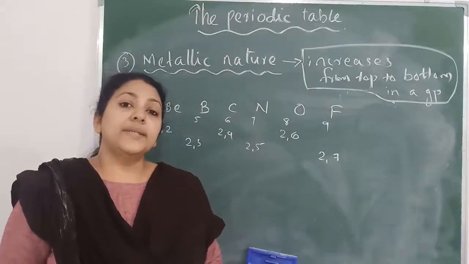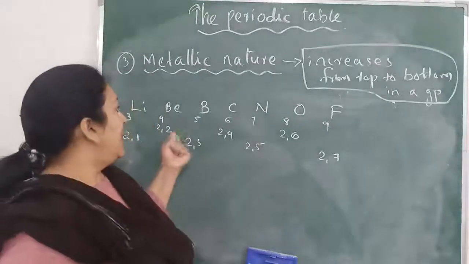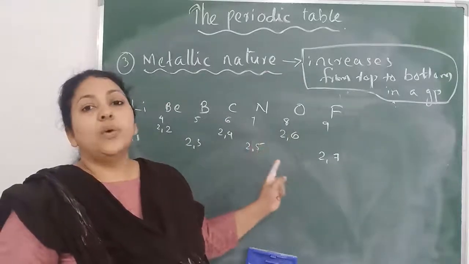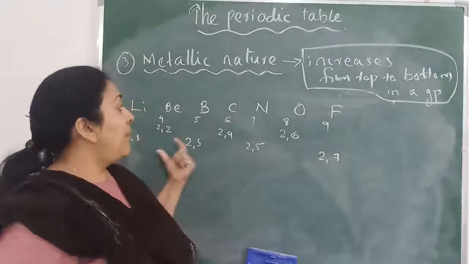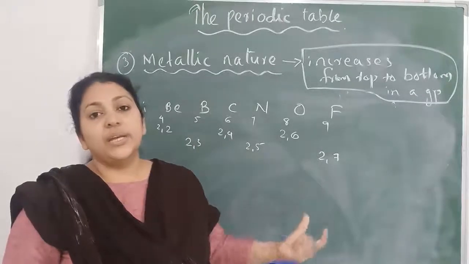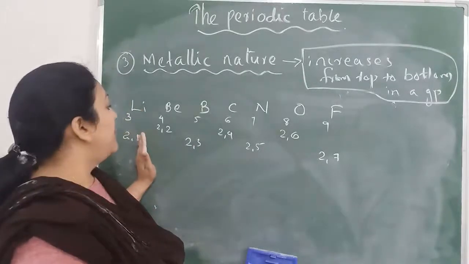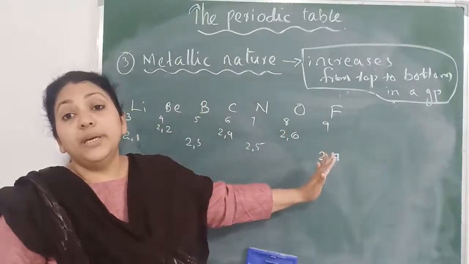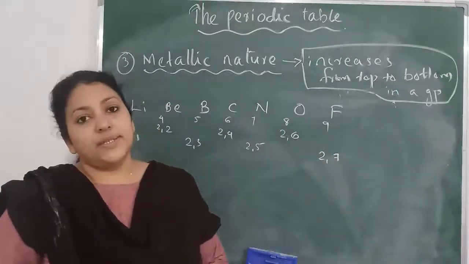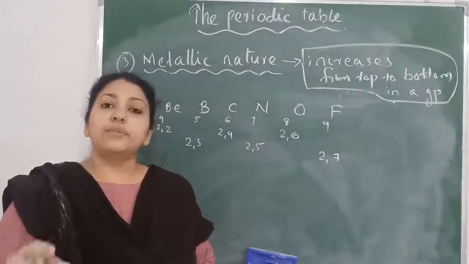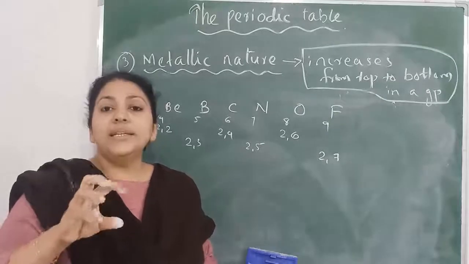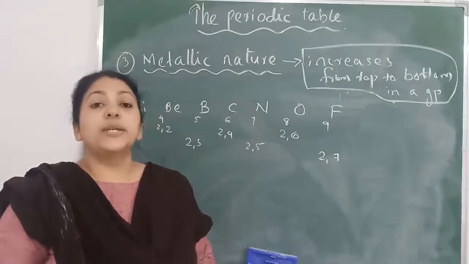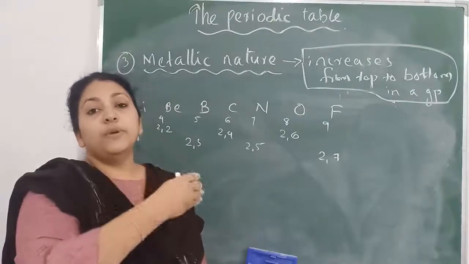Why does it decrease? Because in a period, the number of shells remains the same. In the second period, there are only 2 shells present. But what happens to the effective nuclear charge? The effective nuclear charge will increase one by one as we move from left to right in a period as the atomic number increases. As a result, the force of attraction from the nucleus to the last shell increases and the size of the atom decreases.